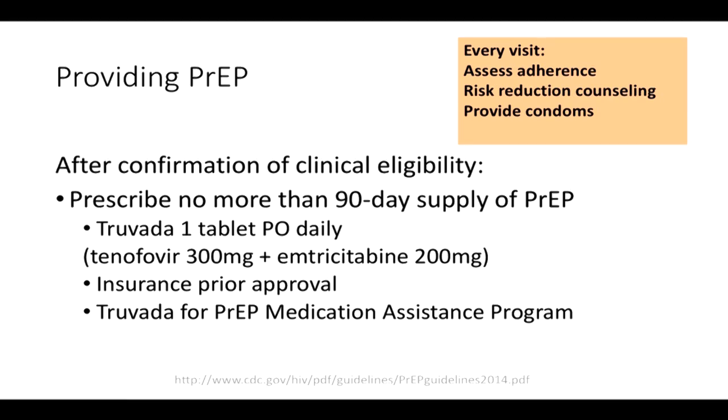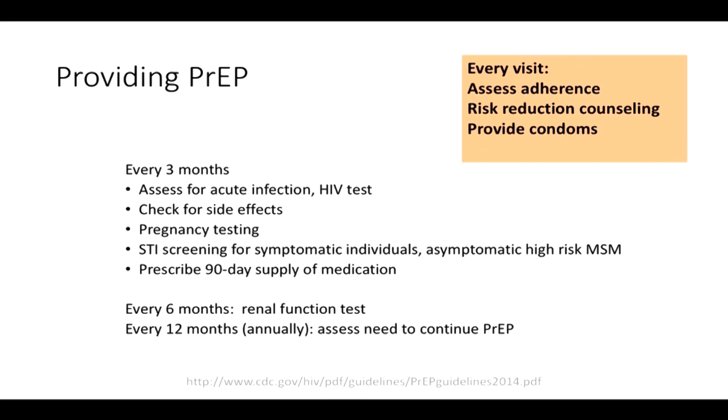And for those, some individuals may require insurance prior authorization. And some of the codes that we use in the clinic setting are exposure to HIV. It's important to mention that there is a medication assistance program for individuals who cannot afford their copays or deductibles to the total amount of $7,200 a year that's offered by Gilead, who manufactures the medication.